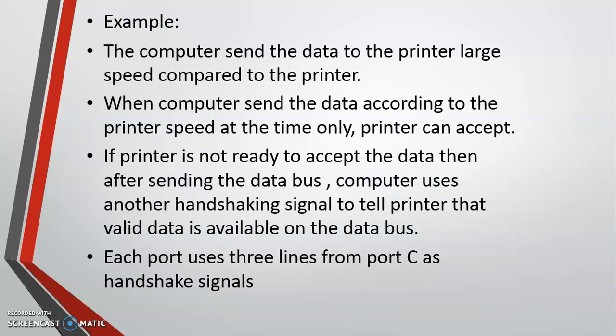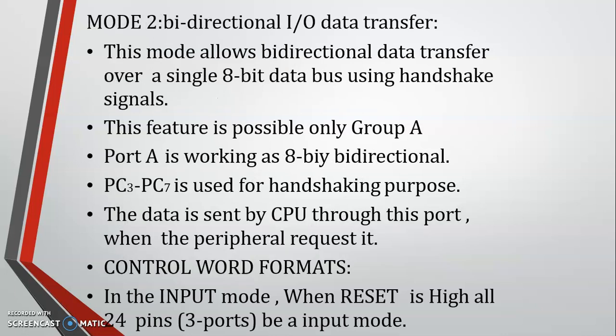Then the next mode is mode 2. This is a bidirectional bus mode in which only port A can be initialized. In this mode, port A can be used for bidirectional data transfer. The feature of this mode is that port A works as an 8-bit bidirectional port. The lower port of port C, PC3 to PC7, is used for handshaking purposes. The data is sent by the CPU through this port when the peripheral requests it. Then we have to see the control word format.